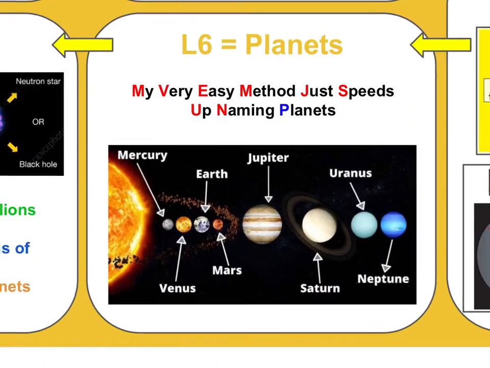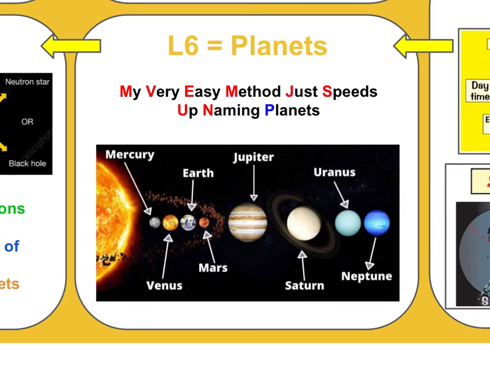Lesson 6 was on planets. My very easy method just speeds up naming planets. It's going to help us name the planets in order. My, Mercury, V, Venus, E, Earth, and so on. No Pluto anymore though. It's not a planet. It's a dwarf planet.